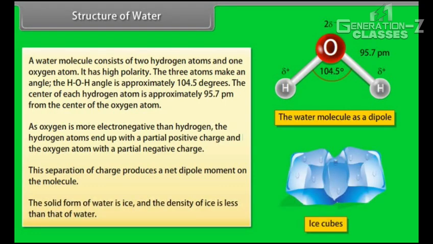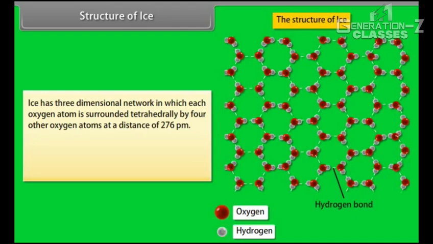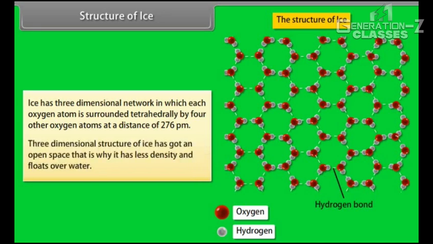The solid form of water is ice and the density of ice is less than that of water. Structure of ice. Ice has three-dimensional network in which each oxygen atom is surrounded tetrahedrally by four other oxygen atoms at a distance of 276 picometer. Three-dimensional structure of ice has got an open space, that is why it has less density and floats over water.